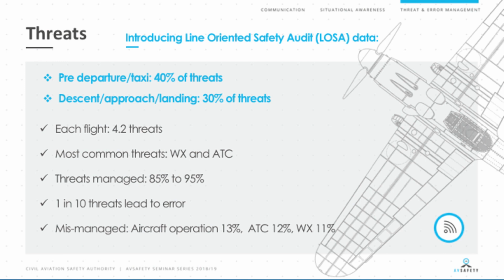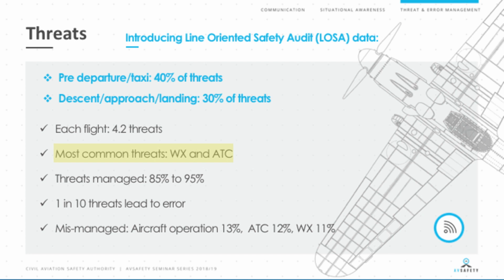What this line-oriented safety data, or LOSA data, has shown us, with information coming in from a huge variety of databases, so there's a lot of information here, is that 40% of all threats coming at a flight crew usually come in the pre-departure and the taxi phase, while 30% of threats come at a flight crew in the descent, approach and landing phase of flight. Each flight, on average, the crew has to deal with just over 4 threats, and they might be anything, as we've said earlier, from weather or ATC related threats. It might be turbulence, it could be anything.